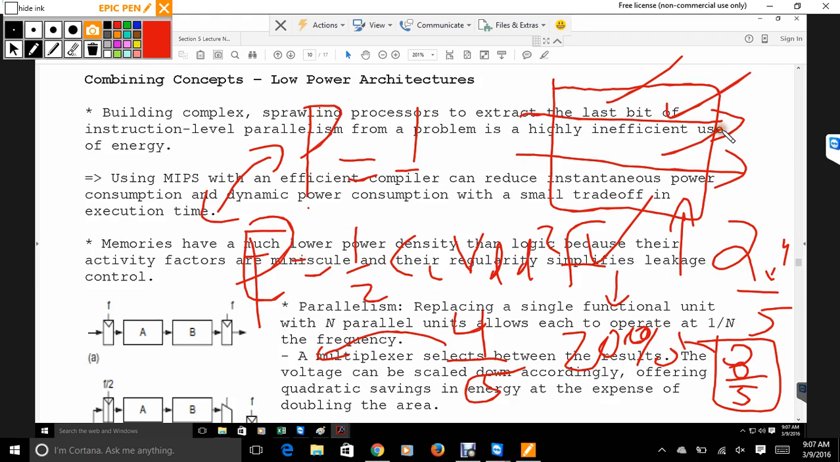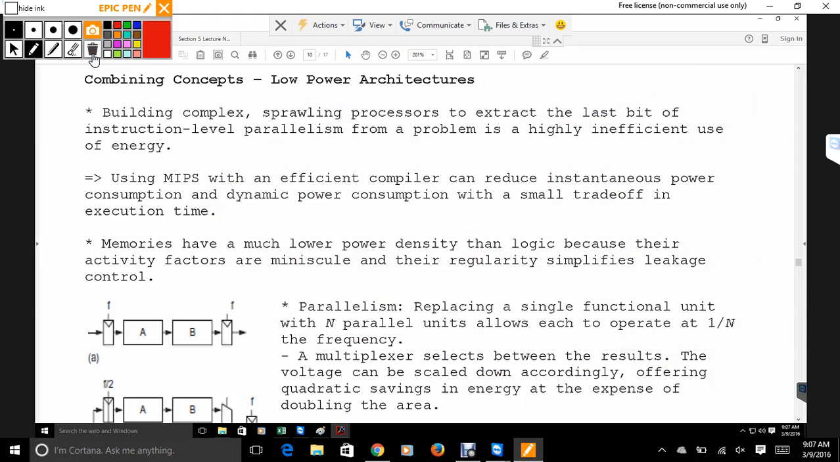So we use parallelism. We can improve the throughput, and that allows us to reduce the frequency a little bit. So this is a good opportunity for a good design compromise. Does that make sense? Okay.